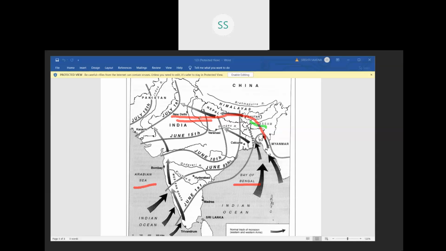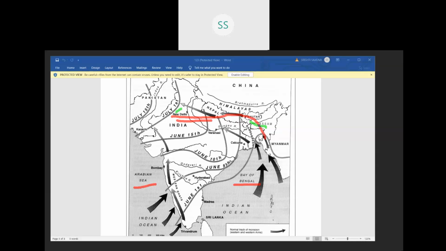So by the first week of July, you can see it is written also, the first week of July. Here it is written the northern plains receive, for example, western UP, Punjab, Haryana, eastern part of Rajasthan. These regions receive rainfall in the first week of July.